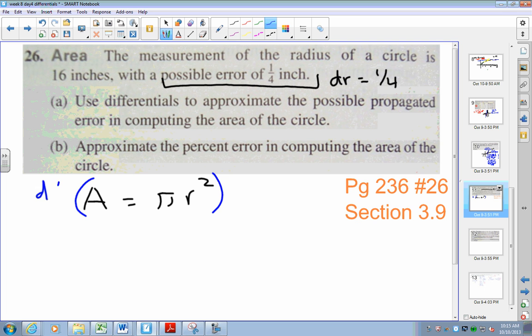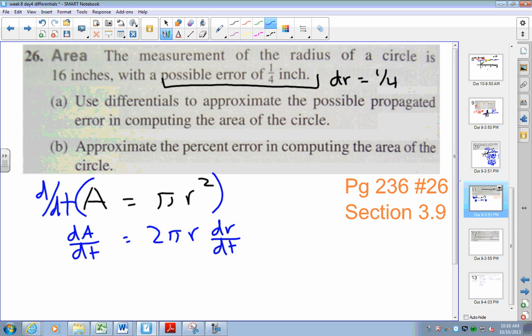Let's take the derivative with respect to time, okay, our implicit stuff. So anytime you have a variable that's not t, what do you have to say? Like with the A, what are you going to say? dA dt. What about the r? dr dt. Okay, so I would have dA dt equals 2 pi r dr dt. You guys okay with that?